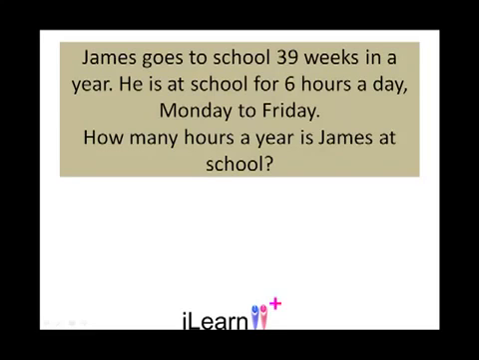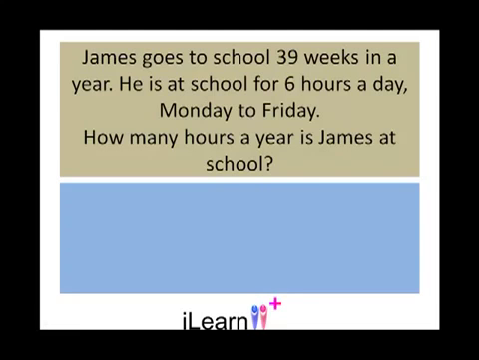If James is at school for 30 hours a week and he's at school for 39 weeks in a year, then we need to multiply 39 by 30. That will tell us how many hours a year James is at school. 1,170.